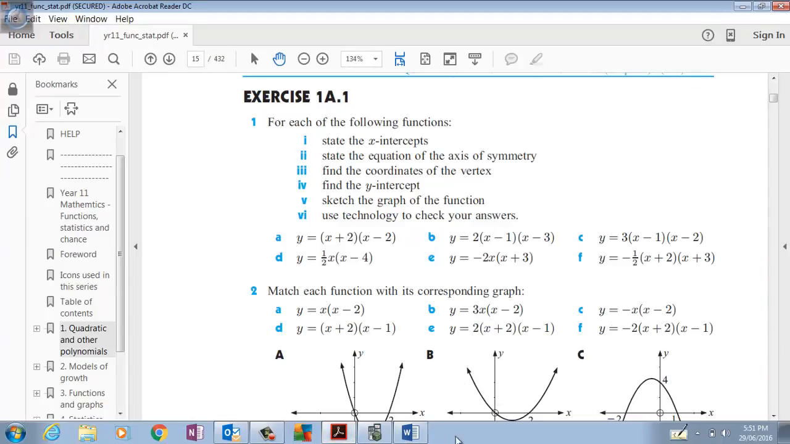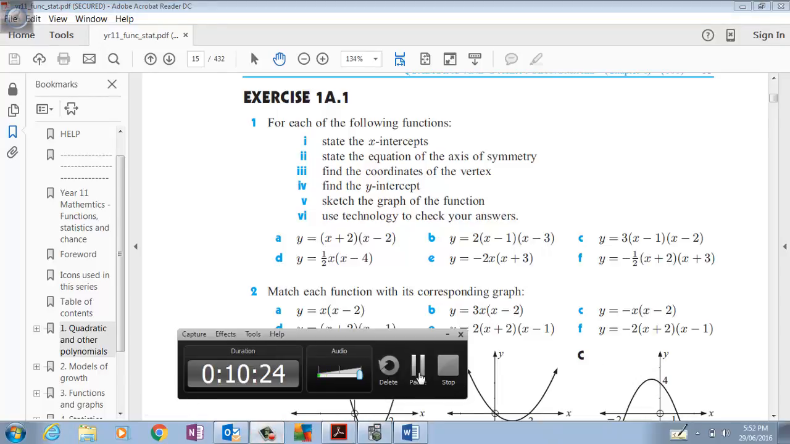Okay, so you try now the remaining ones there. I'd try B, C, D, because B is like a repeat of that one. C is a little bit harder in that the axis of symmetry is halfway between 1 and 2, which is 1.5. This one's a little bit different, D and E, because you don't have two brackets, but you can consider that x as x take 0. So that's another one to try, which is different. So at least B, C, D. Okay, pause the video and come back for the solutions.